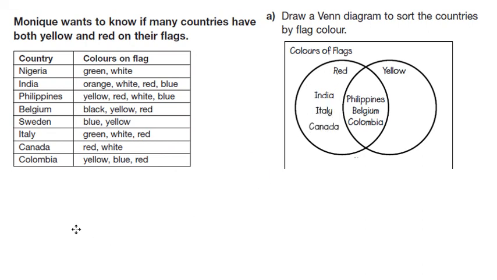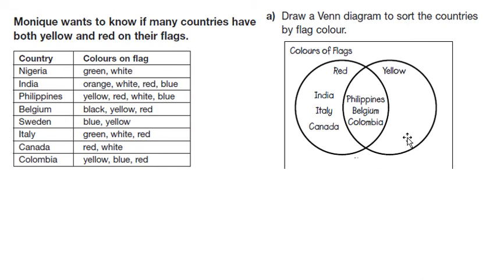Our next group has red but no yellow. They're in this part of the circle. They're inside the red, but they're outside the yellow. So let's go through. India has orange, white, red, and blue. So you can see they have red but no yellow. And it's similar for Italy and Canada.